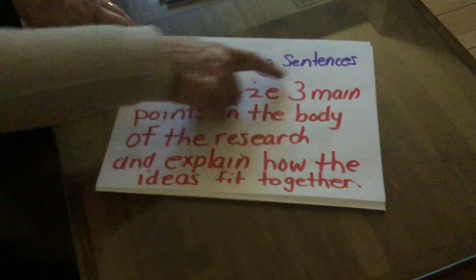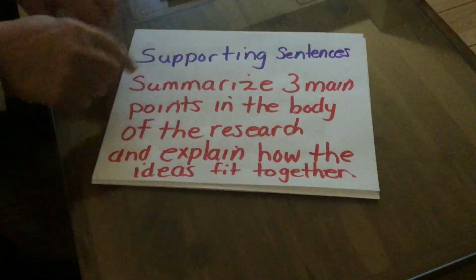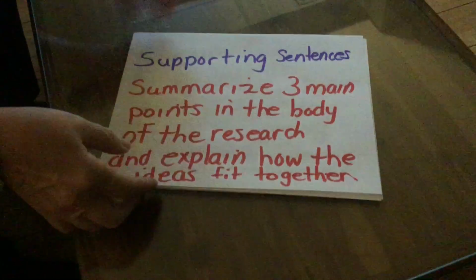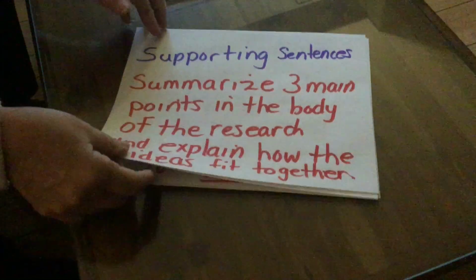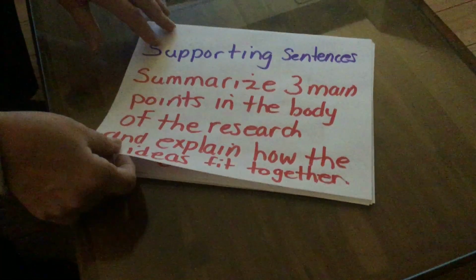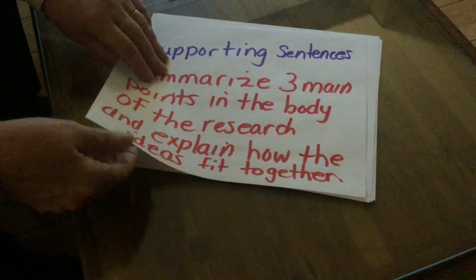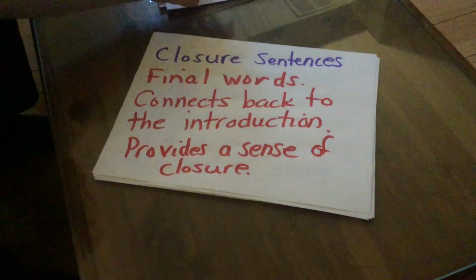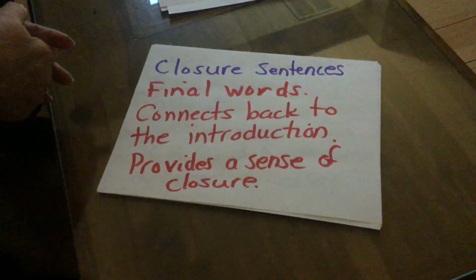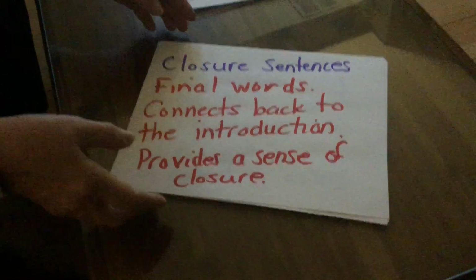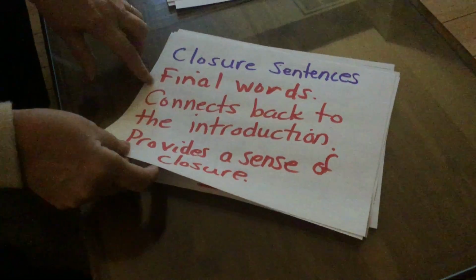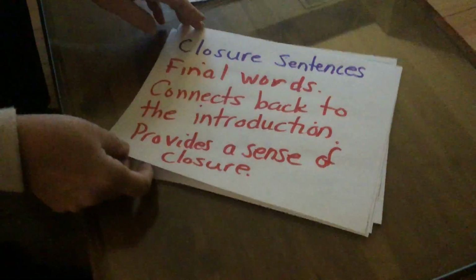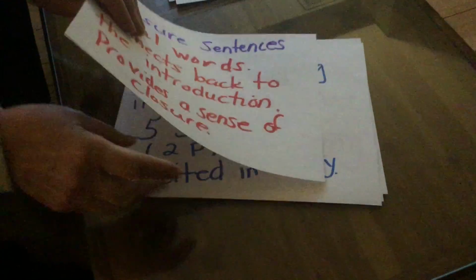Then you have supporting sentences that summarize the 3 main points, 1, 2, and 3, that you've talked about in the body of the research, and explain how the ideas fit together to support your thesis. And then you have a closing sentence. Final words. A comment that connects back to the introduction and provides a sense of closure to your research.